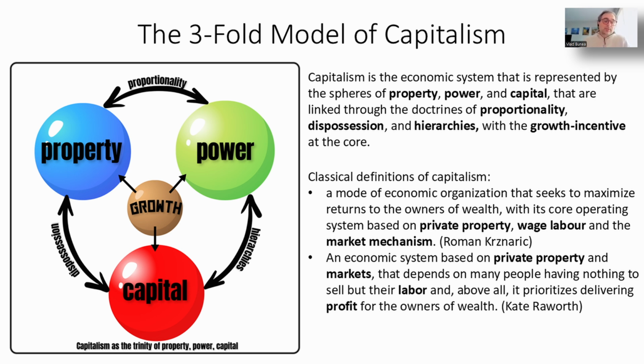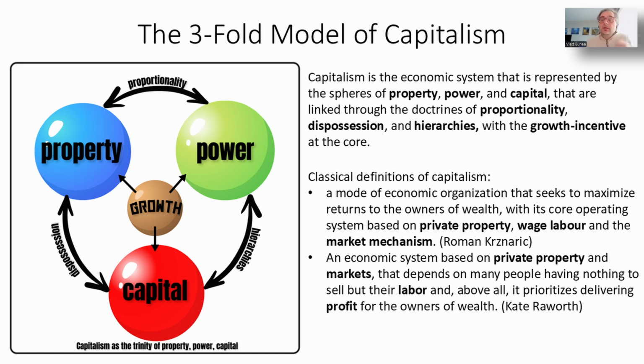So in words, this is how I would define it. Capitalism is the economic system that is represented by the spheres of property, power, and capital that are linked through the doctrines of proportionality at the top, dispossession on the left, and hierarchies on the right, with the growth incentive at the core. So this is a definition of capitalism from this perspective.